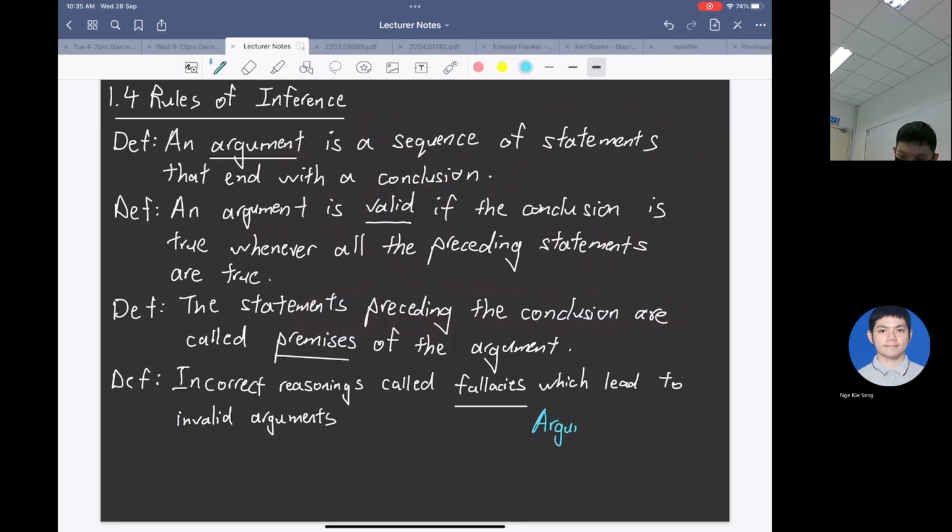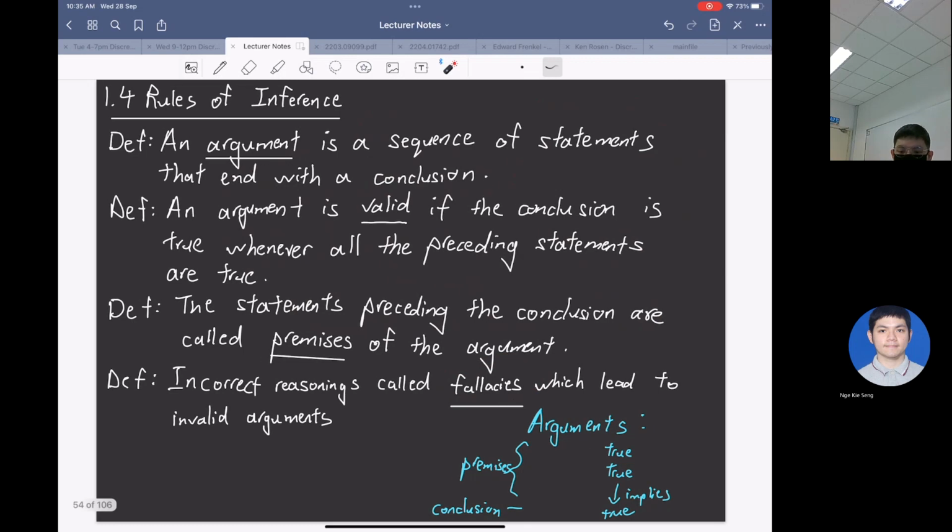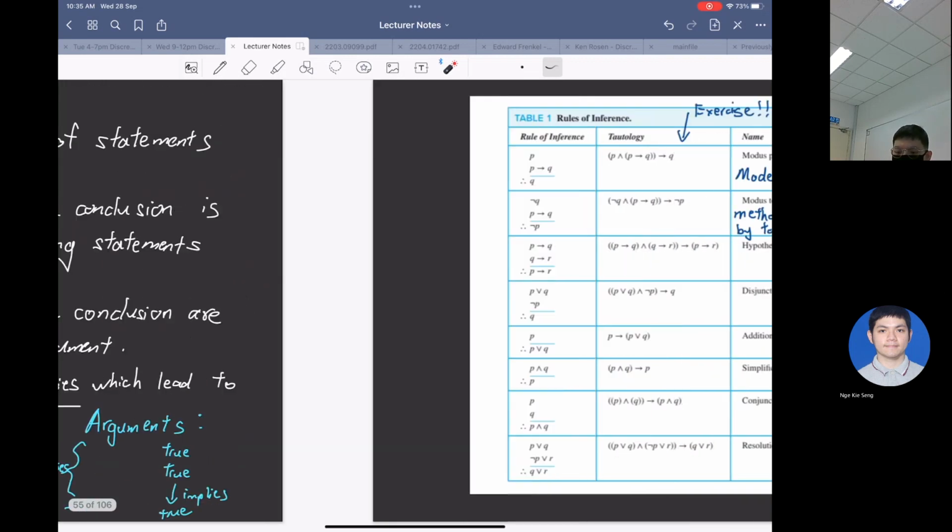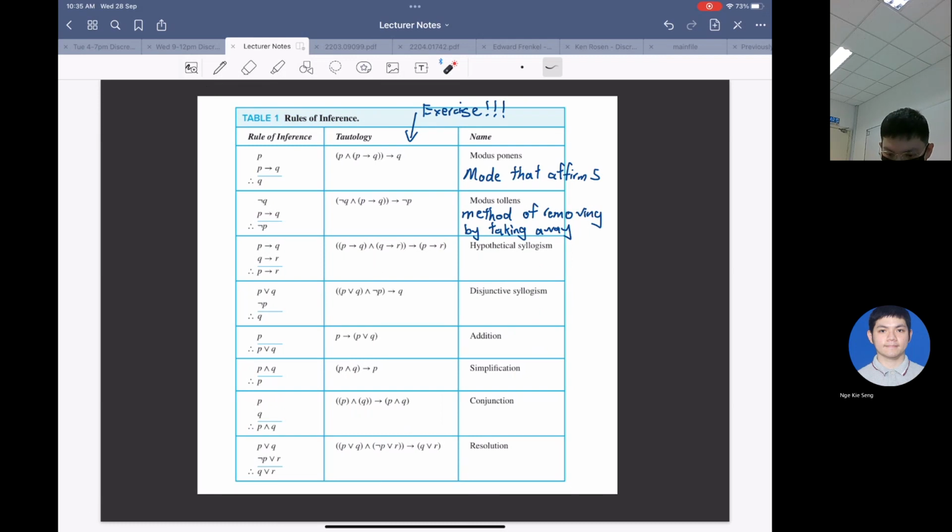So the idea should be like this. You've got an argument. The front part is the premises, and the last part is the conclusion. So if all the premises are true, that implies your conclusion is true. Okay. And if you give some wrong reasoning, then it's called a fallacy. This is not too important, but some terms that you need to take note of. Okay, next is rules of inference.